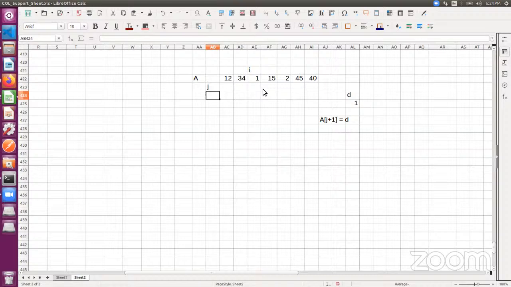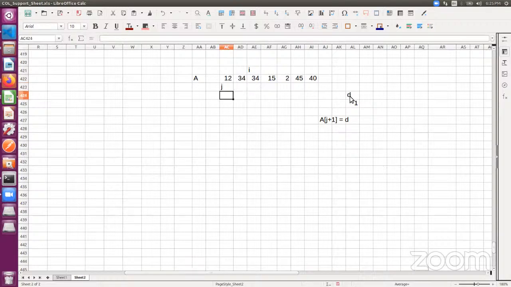0. Okay, sorry, I forgot one step. See, I'll repeat again. You compare d and A of j. Comparing d and A of j, d is less than A of j. So what you do is you move A of j to the next position. Moving means just copy this value and paste it in the next position. And then decrement j.